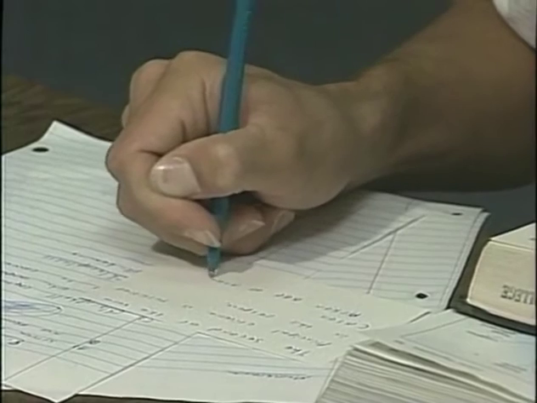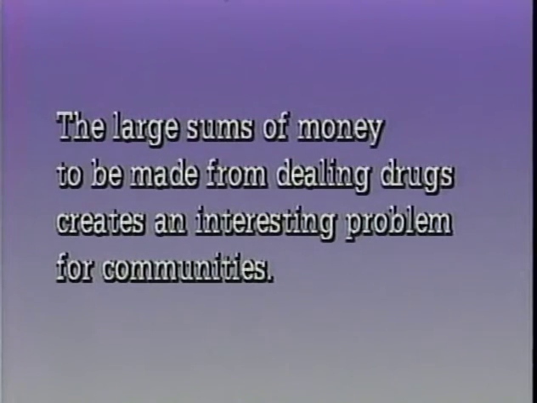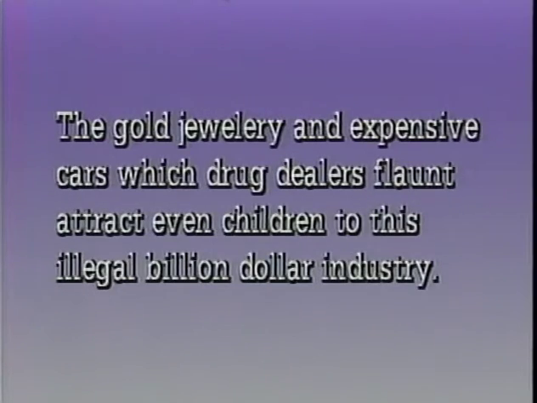For example, the large sums of money to be made from dealing drugs creates an interesting problem for communities. The sentence is too general this way. The terms large sums and interesting problems are vague. A better way to state the same idea with more precision might be, the gold jewelry and expensive cars which drug dealers flaunt attract even children to this illegal billion-dollar industry.